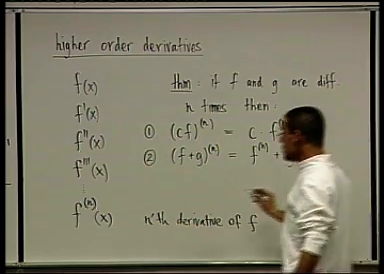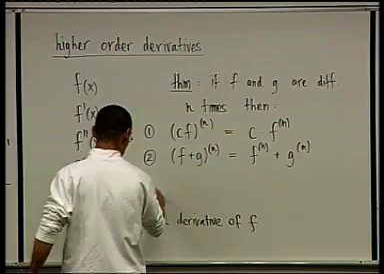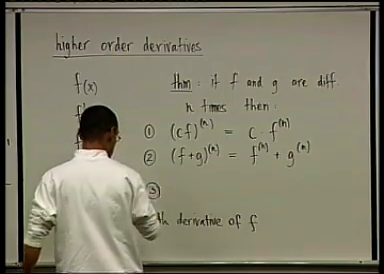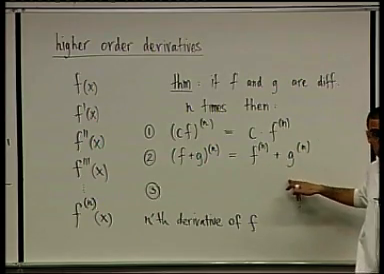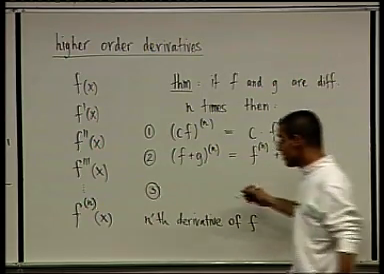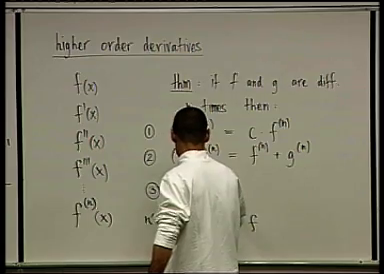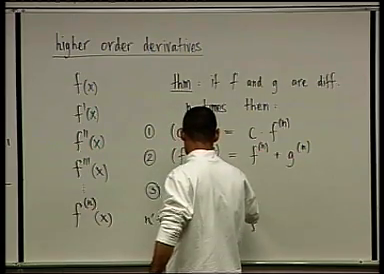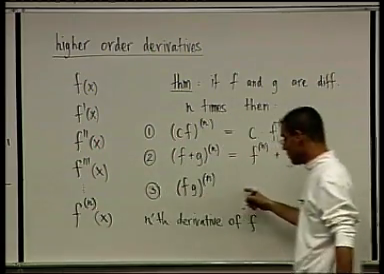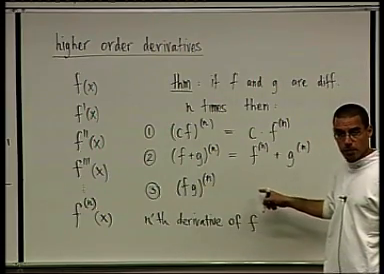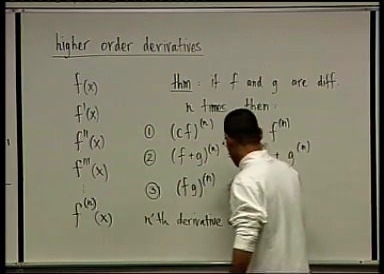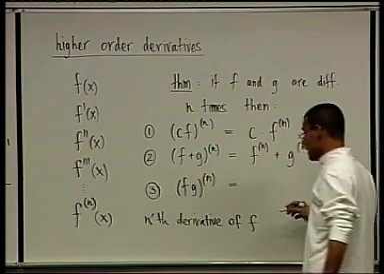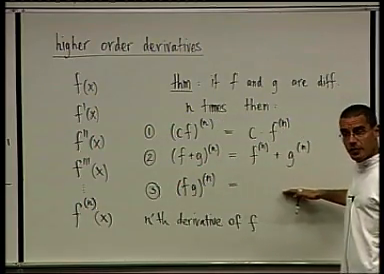And things get interesting when you go to the product. You should expect, of course, that it's not going to be just the product of the derivatives, right? Because even for n equals 1, we know that's not true. Right? Even for n equals 1, we get f prime g plus g prime f, right? So for higher n's, it gets messy. There are a lot of terms.